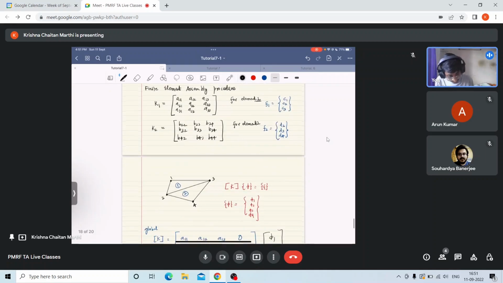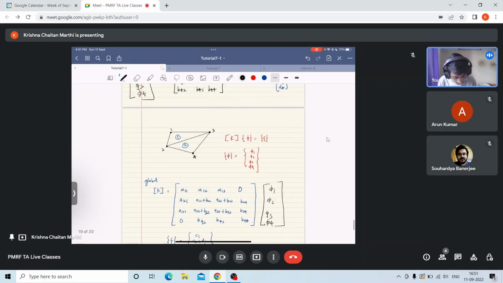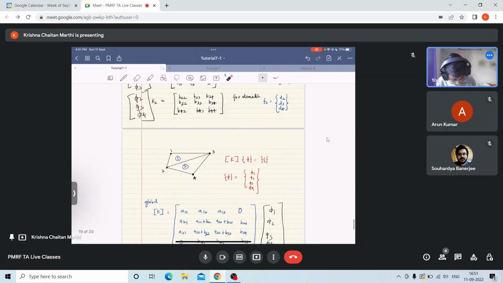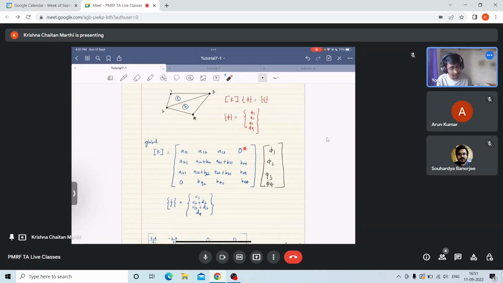This k1 is basically for φ1, φ2 and φ3, and this is for φ2, φ3, φ4. So for φ1, the global k will have a11, a12, a13, and this term will be 0. Since I have 4 nodes, my matrix will also be 4 cross 4, so this one will be 0.